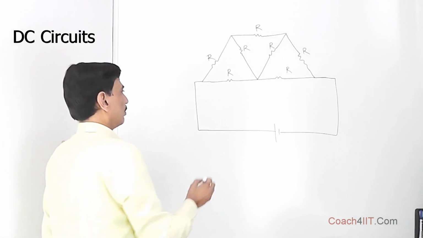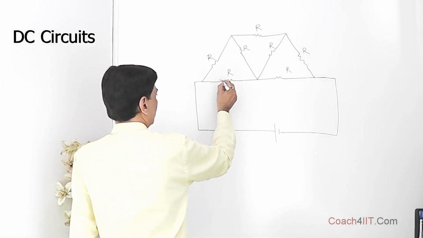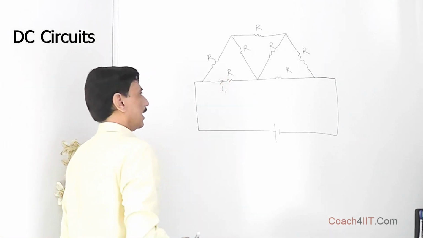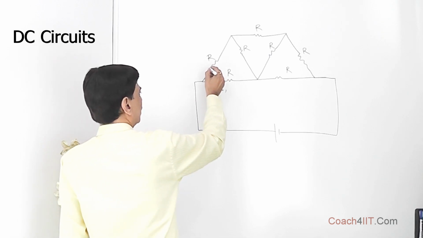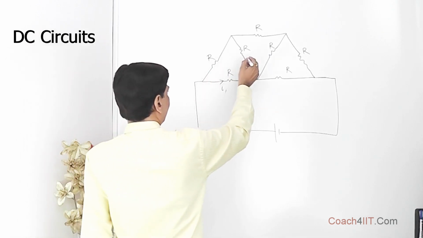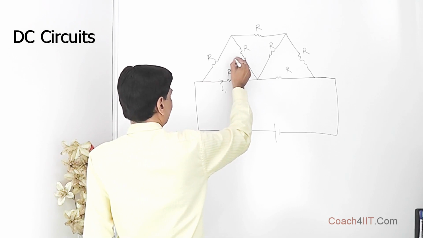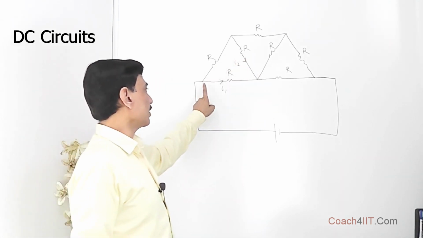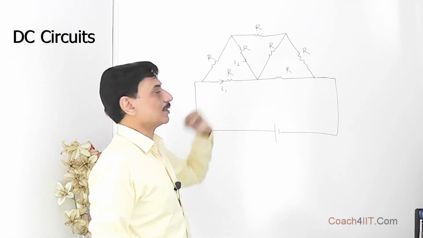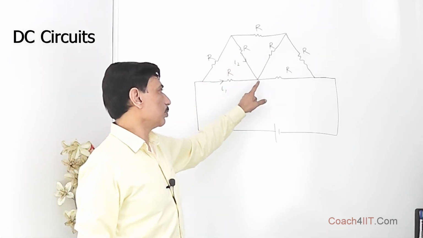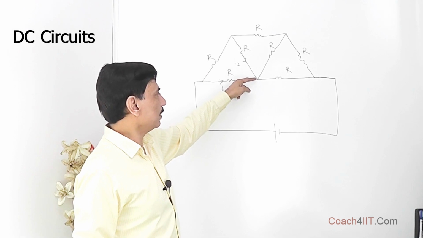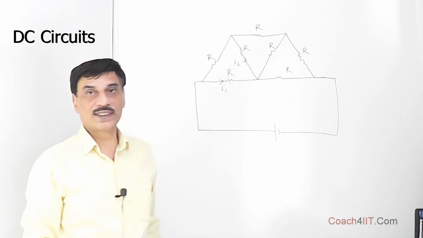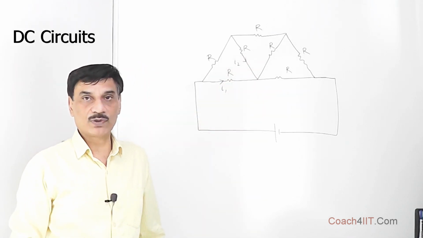There may be some current, let's say I1 is going in this direction, and I2 is going in this direction. Right now we are just bothered about the current which is flowing in this arm and this arm, because eventually we shall be talking about this connection. Had this connection not been there, things would be quite simple, that is series and parallel, we could have done it.